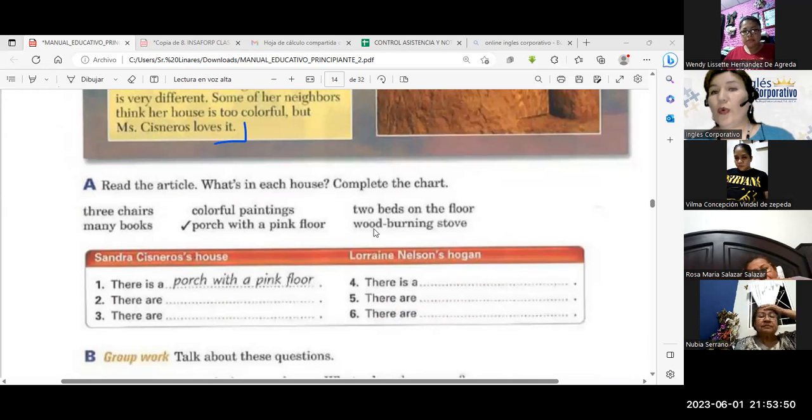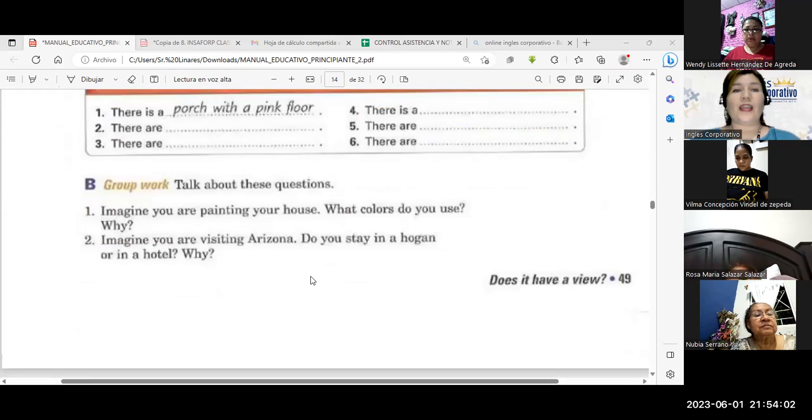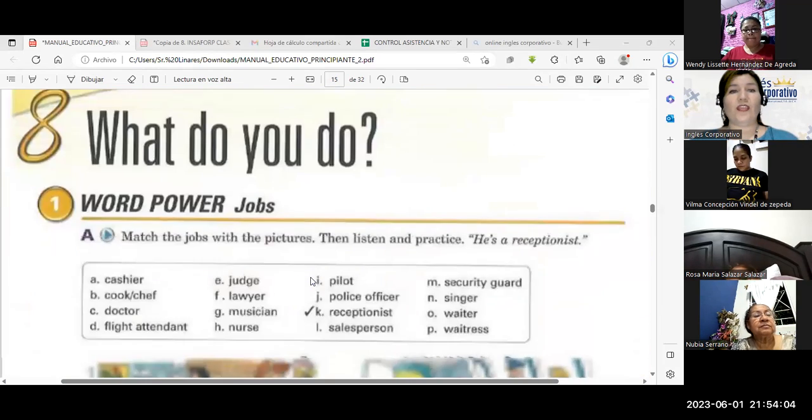There is a wood burning stove, porque es el único singular que tenemos aquí. And there are colorful paintings, three chairs, many books, two beds on the floor. Okay? So right now, before we finish, right?